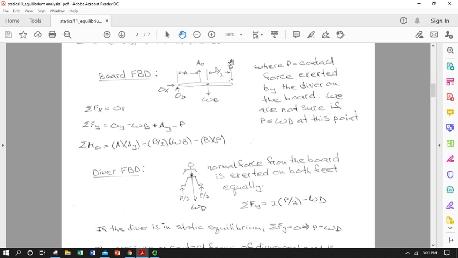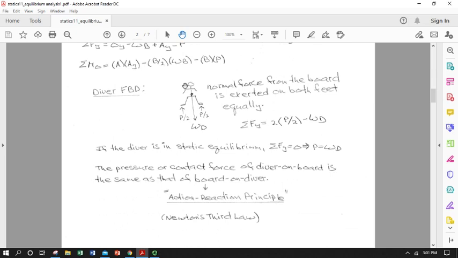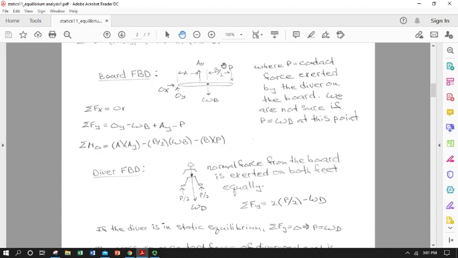Now, if I want to relate P to what's going on with the diver, I have to FBD the diver, just the diver. So I have to look at all the forces on the diver. Well, I'm going to assume the diver's standing on 2 feet. And if it's just the weight of the diver, if there's not a rope pulling him up or he's not carrying anything pushing him down, there's just the weight of the diver. And of course that would be balanced by, if he's standing evenly on both feet, an upward force of P over 2 on each side. So P equals WD.